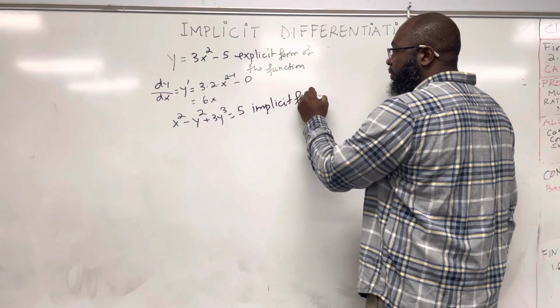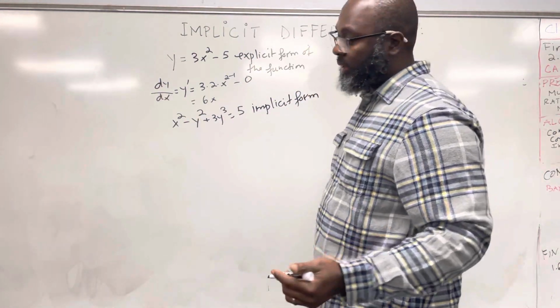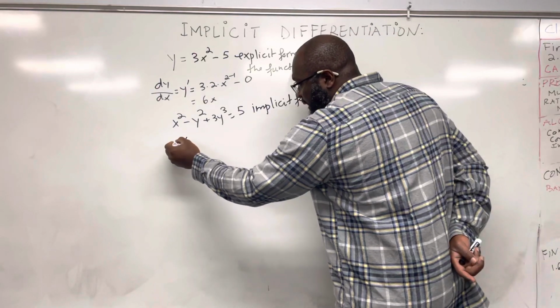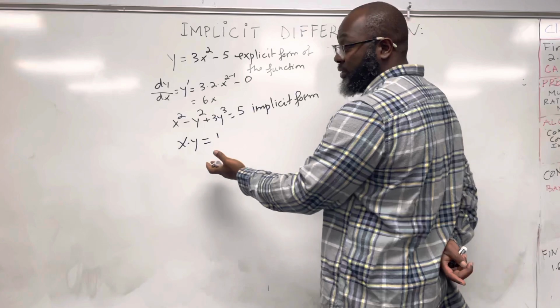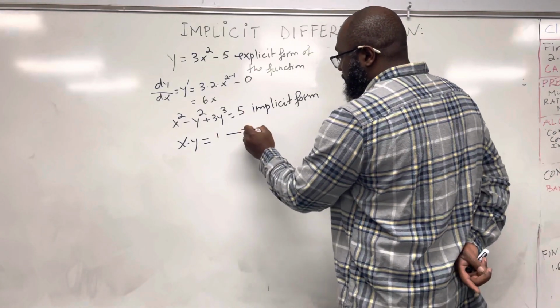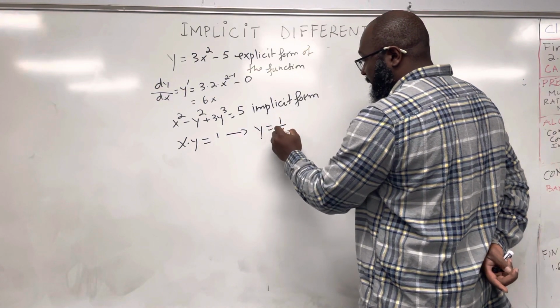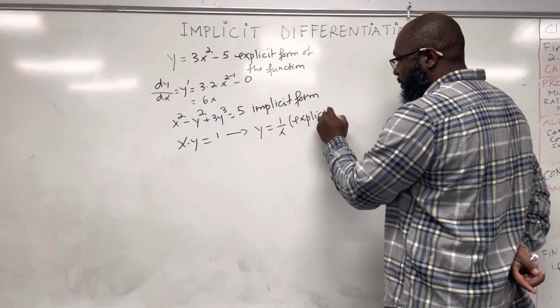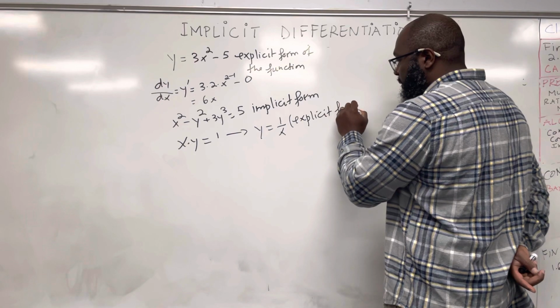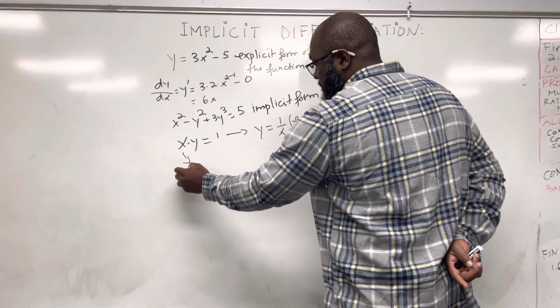Now, I'll give you an easier case so that you can understand that. Let's say I have x times y equals 1. I can clearly solve for y here, right? So y will be equal to 1 over x. Now this is called the explicit form. And this is called the implicit.